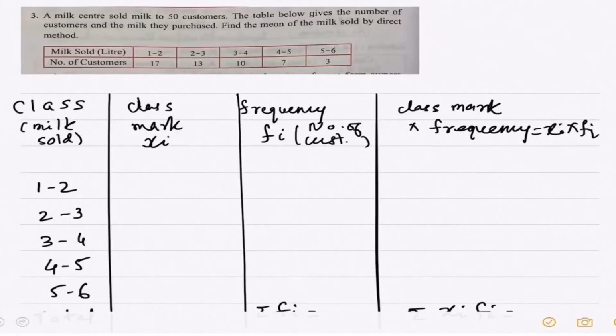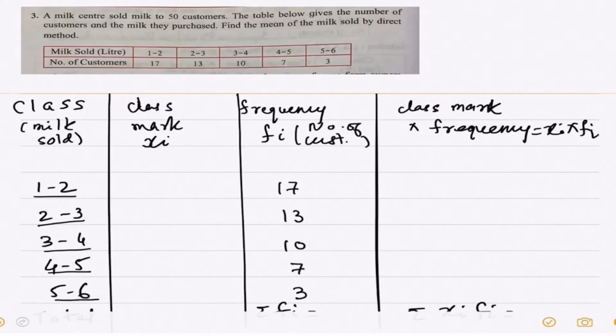Now we'll solve question number 3, which is of a similar kind. We are asked to find the mean by direct method. Here in the first column, we are given milk sold in liters, which gives classes 1 to 2, 2 to 3, 3 to 4, 4 to 5 and 5 to 6. Next, we are given the number of customers, which is the frequency. Let us write down the frequencies here: 17, 13, 10, 7 and 3.